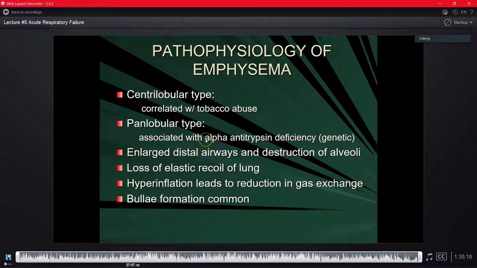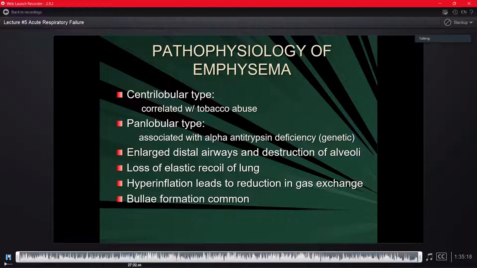This one, I do not see this very often. I've personally never even cared for a patient with this condition alone. And honestly, if I'm being quite frank, in the hospital setting, unless you're in a pulmonology unit specializing in the treatment of ARF or ARDS, you're never going to see a doctor's note or diagnosis officially say centrolobular type versus panlobular type.